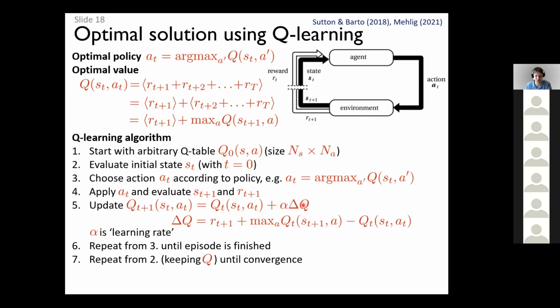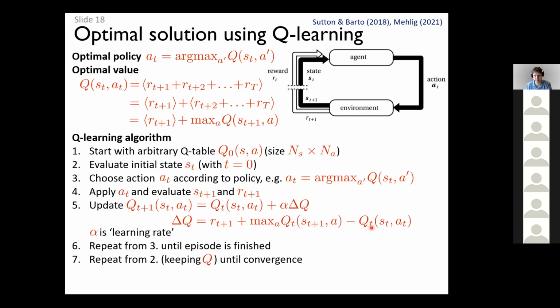And this delta Q is just the difference between the right-hand side and the left-hand side here, if we neglect the average. So we form this delta Q as R_{t+1} plus the max Q. This is what we think the future reward will be, which is the immediate reward plus an approximation of the future reward that is approximated using the Q table.